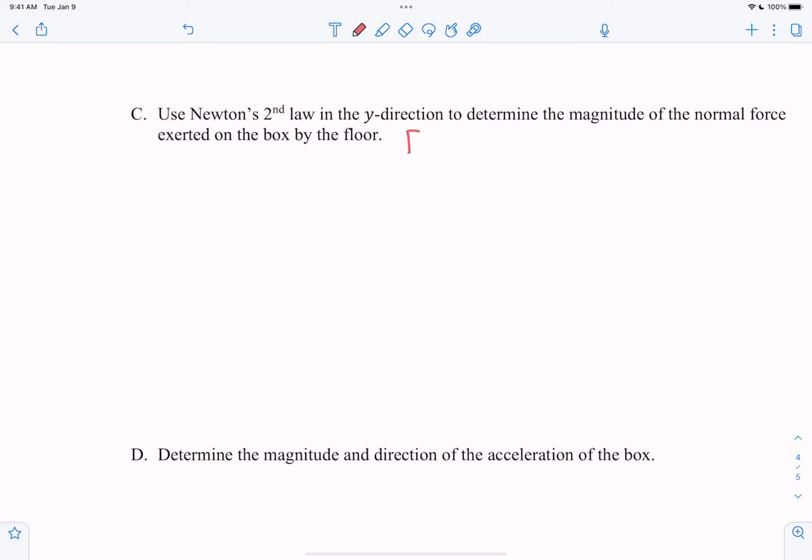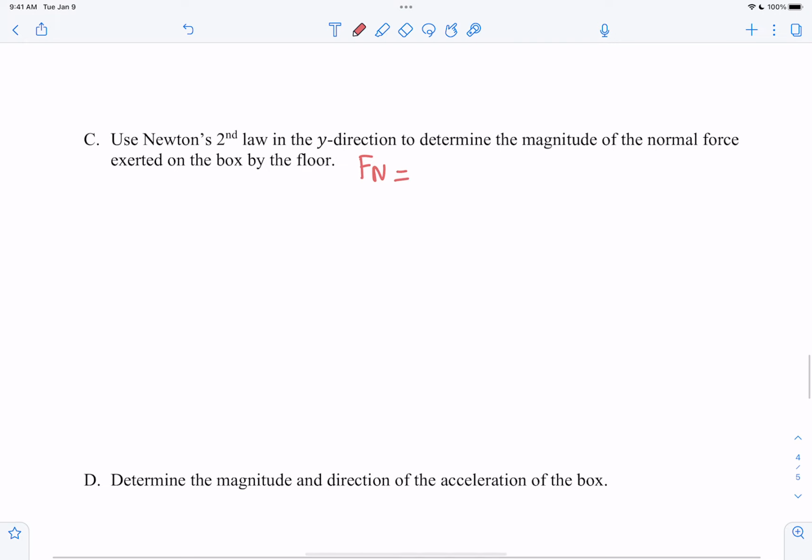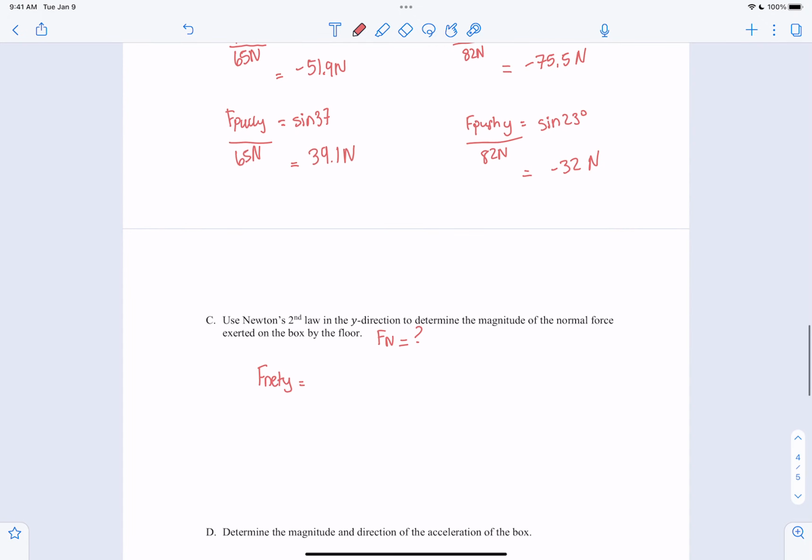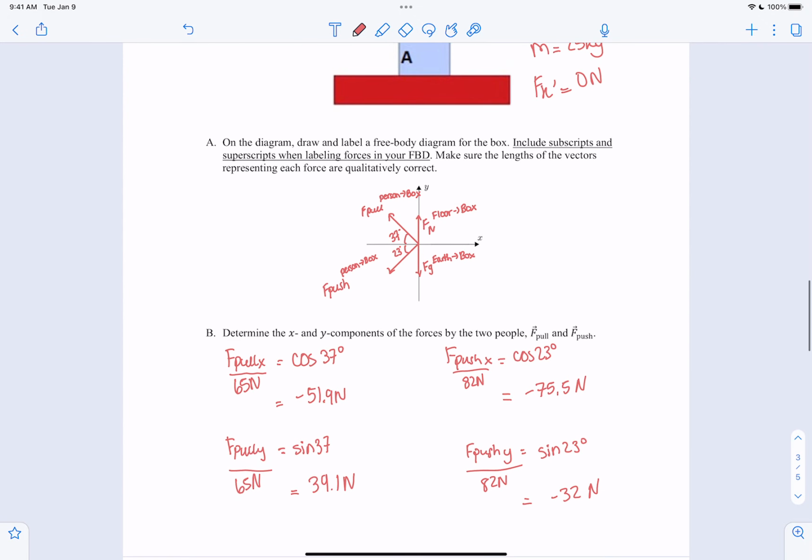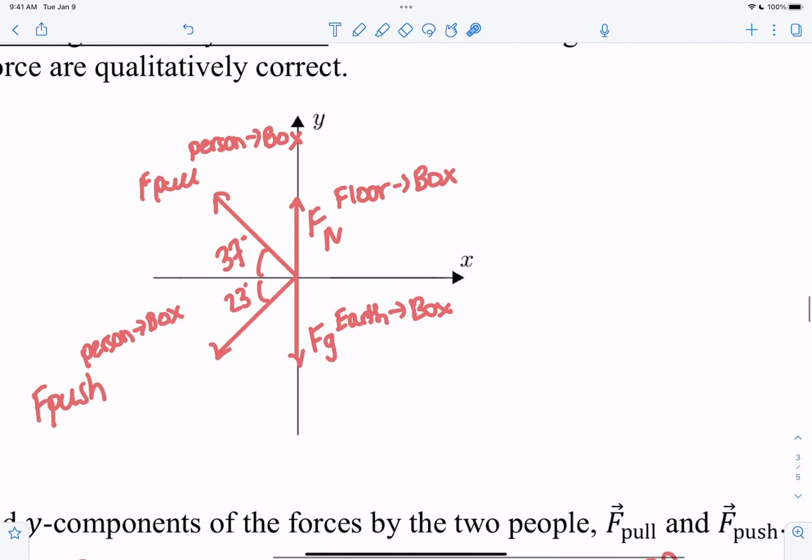So we need to figure out Fn. You need to figure that out, right? And it says Newton's second law, so it would indicate that we need to set up an F net equation. In this case, it's in the y direction, so this is F net y. And we want to figure out normal force. So we're only concerned with the forces acting in the y direction at this point. So what are those forces that are acting in the y direction?